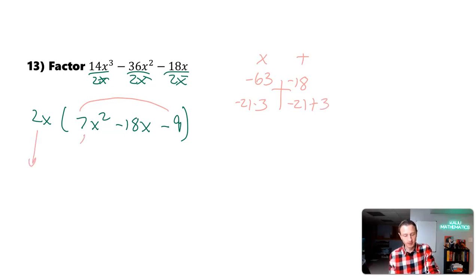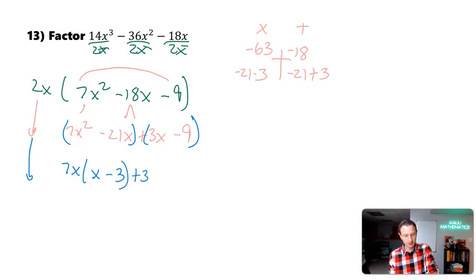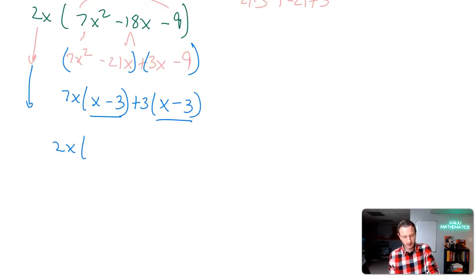Don't forget about the GCF. 7x squared. Replace negative 21x plus 3x. And then bring down the minus 9. Don't forget about the 2x. Factor by grouping. So I'm going to factor out 7x from the first set of parentheses. That's going to leave me with x minus 3. Second set of parentheses, I'm going to factor out 3. That's going to leave me with x minus 3. So we'll have 2x, the original GCF, 2x times x minus 3 times 7x plus 3.